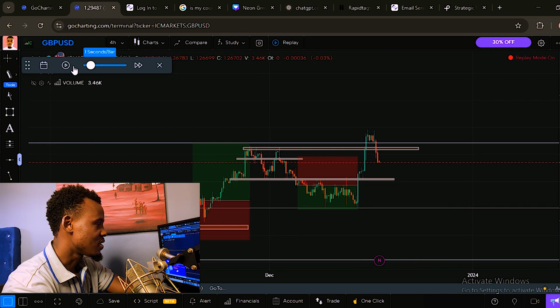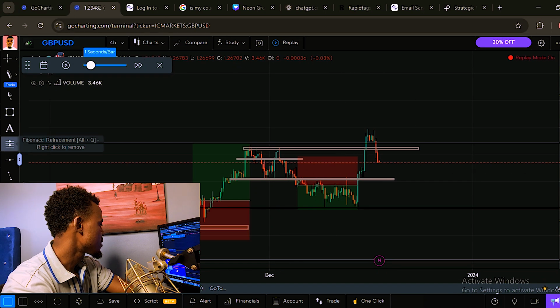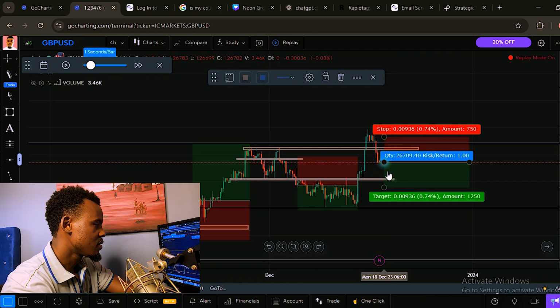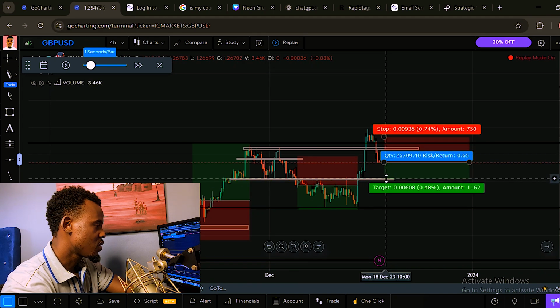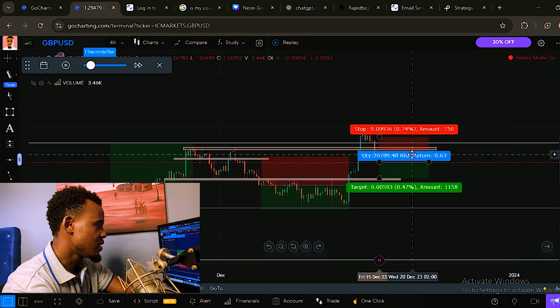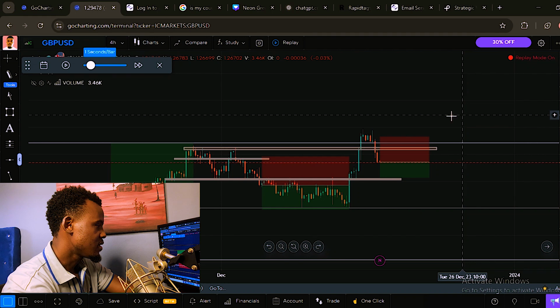Okay, it's retesting the zone. So at this time, we are supposed to get into the market. All right. Supposed to get into the market, place our order. So take our first profit here, right? It's kind of short, but let's see. Let's see, guys. Let's go.